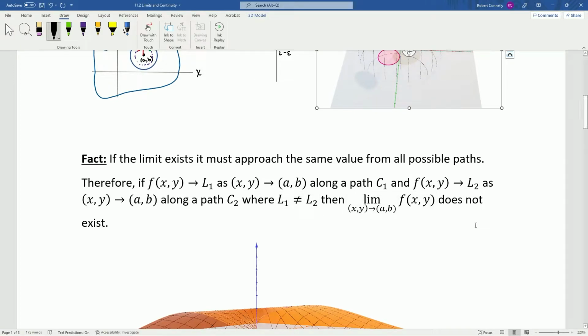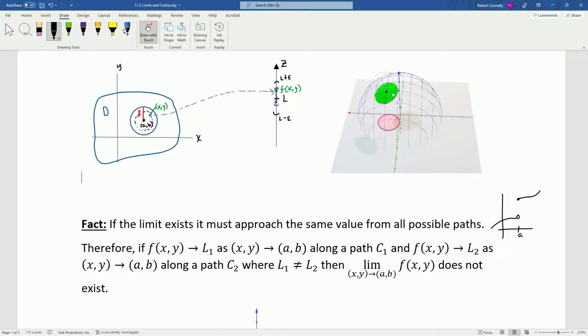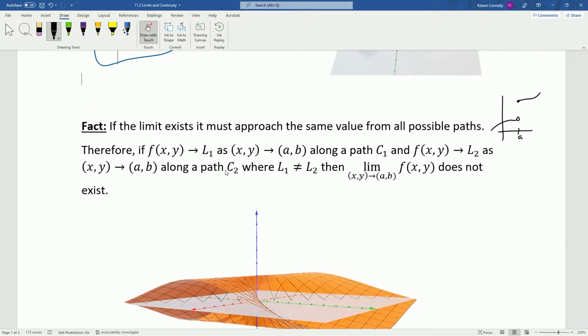This is analogous to what we think of in two dimensions. We say, oh well, the left-hand limit approaches this, and the right-hand limit approaches this, so at a, the limit doesn't exist. But in the case of three dimensions, it's much more complicated because there are infinitely many paths that can lead to that same point a, b. So it becomes a little bit trickier.